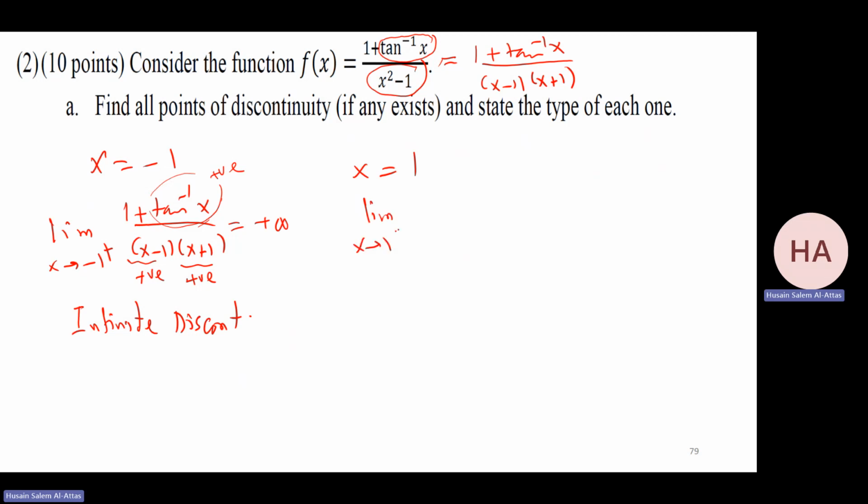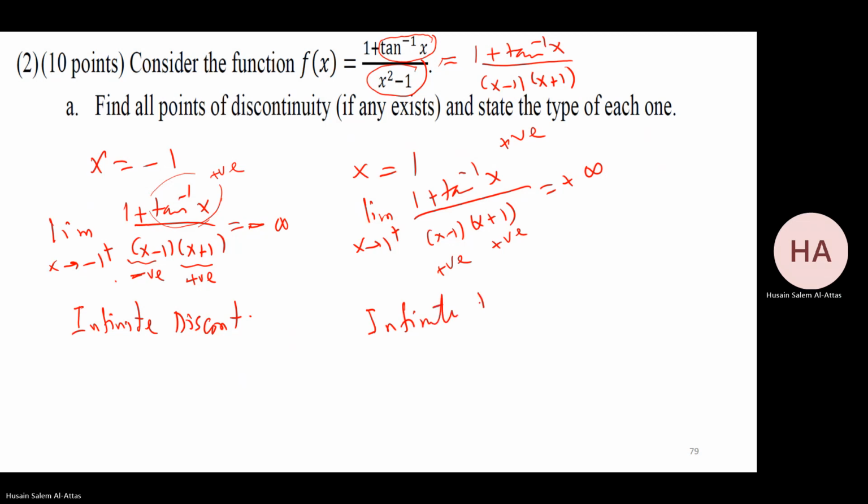X equal 1. I will do x goes to 1 from right. Here, minus 1 from right, this is negative, and this is positive, so this is minus infinity. Not a big difference, but this will be positive still. This is positive, this is positive, so this is plus infinity. So I have infinite discontinuity.